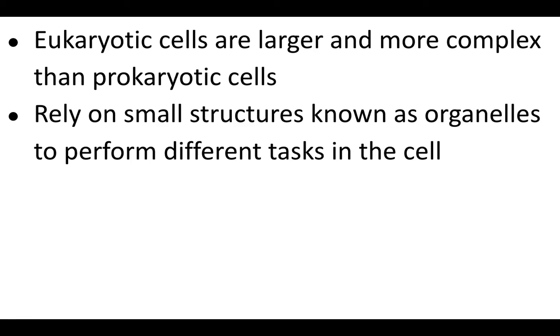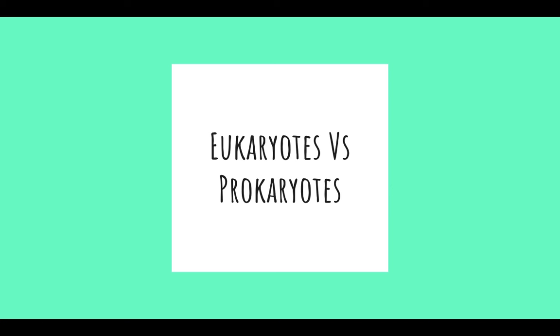Eukaryotic cells are larger and more complex than prokaryotic cells, and they rely on these small structures known as organelles to perform different tasks in the cell. So just like you have organs within your body, cells have organelles. So they're like little organs within the cell.